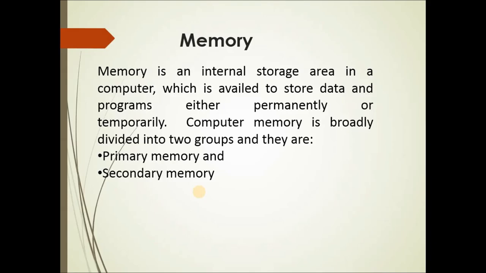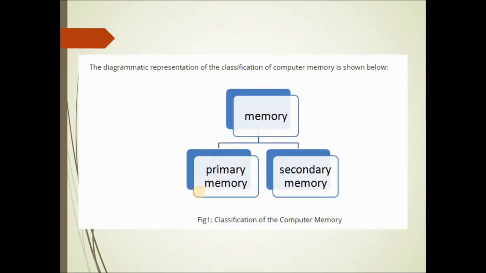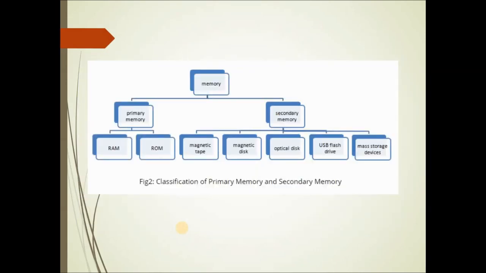Memory is the space where you can store data permanently or temporarily. Memory is an internal storage area in a computer which is used to store data and programs either permanently or temporarily. Computer memory is broadly divided into two groups, primary and secondary memory. This is the classification of memory. Primary memory can be divided into RAM and ROM, which are used initially, and secondary memory is storage, where you can store permanently.